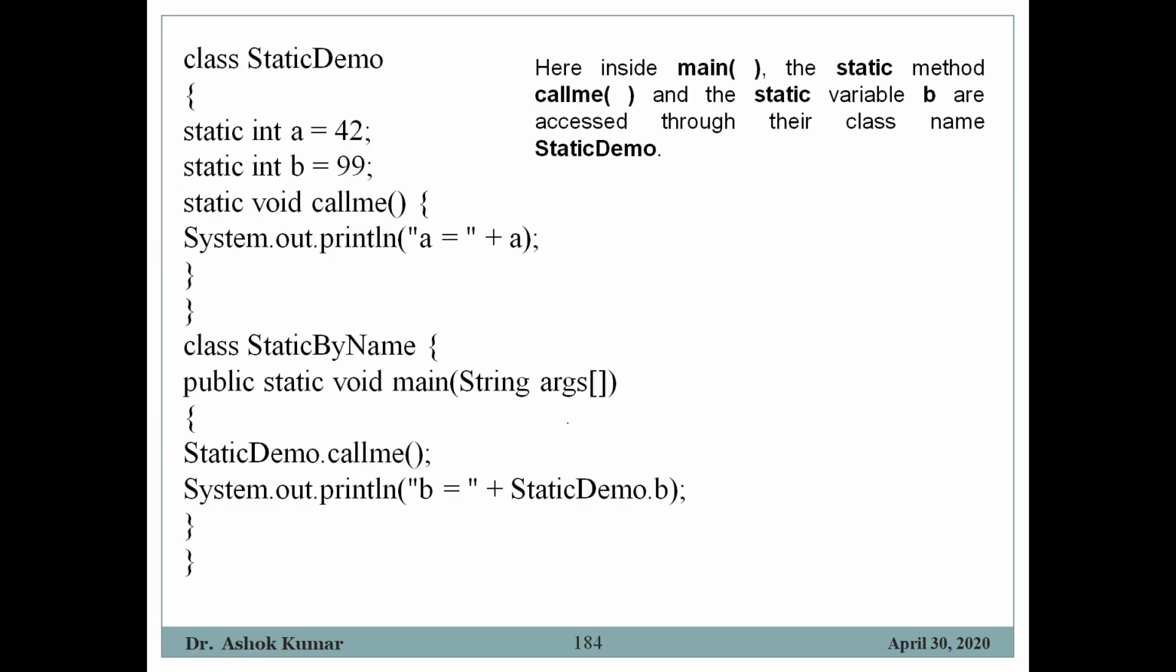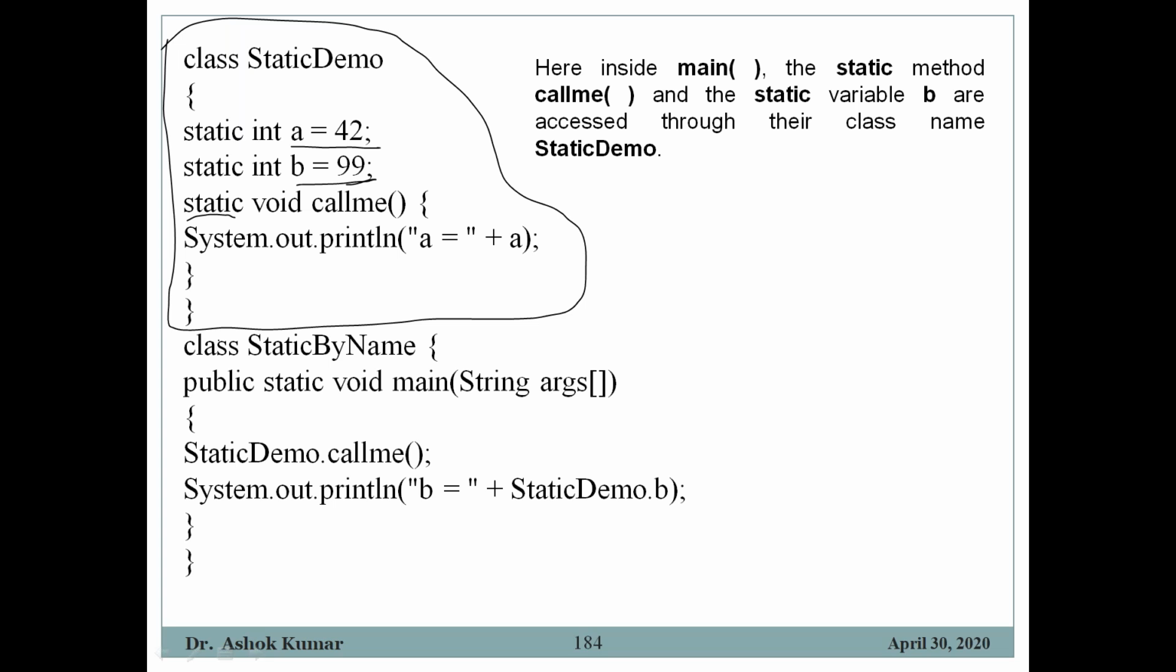Here's another example on static. In this case we have some static members. First, a is static within the static demo class. b is also static, and call me is a static method. So this is one class. I'm going to draw a boundary around it, and the second class is this.